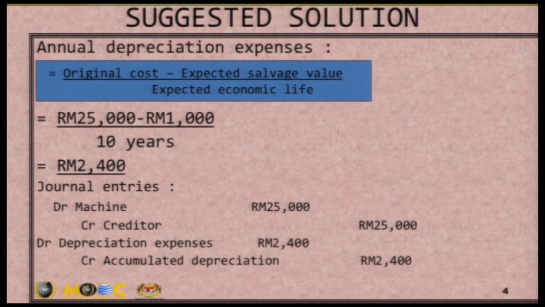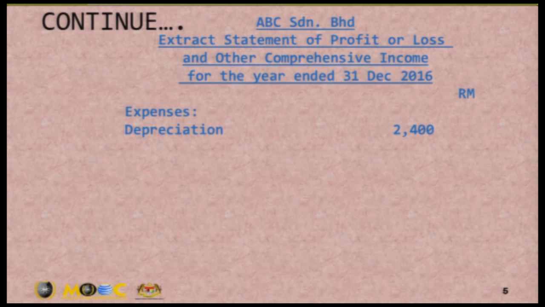another journal entry is we're going to record the depreciation expense. So we debit depreciation expense for 2,400 and we credit accumulated depreciation for 2,400. Okay, we continue. Now, I show you the extract of the statement of profit or loss and other comprehensive income and statement of financial position as at 31st December 2016.